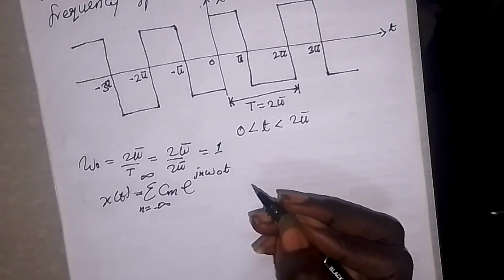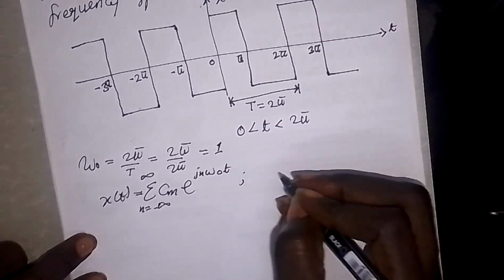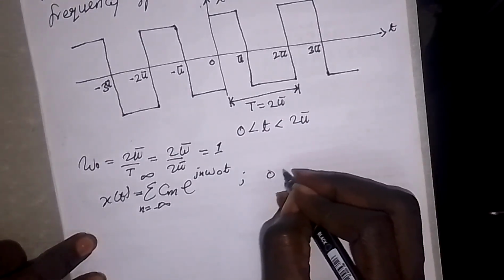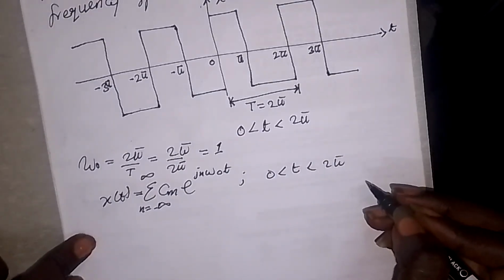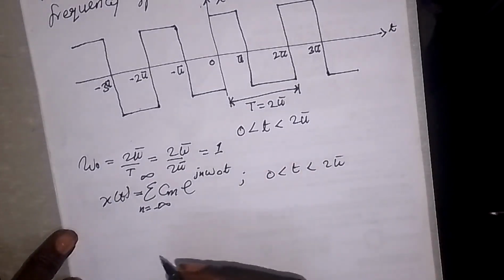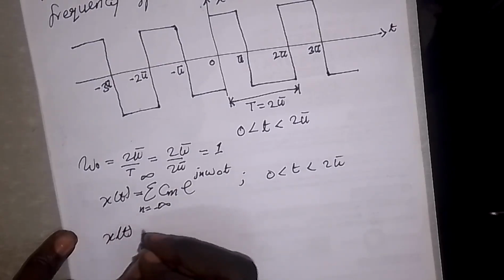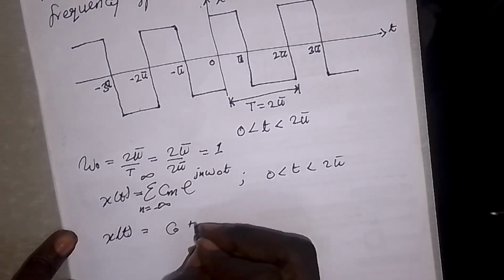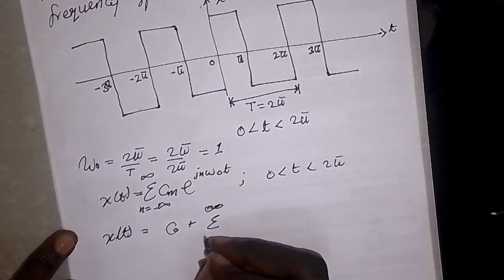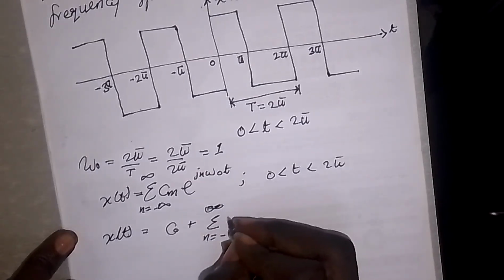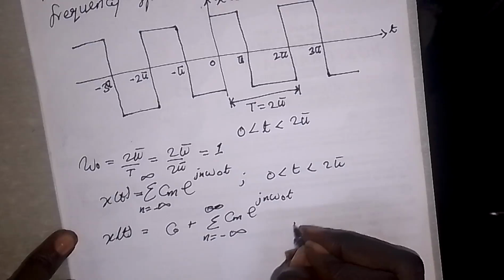So this is the formula for the exponential Fourier series. Then I can write my period, which is from 0 to 2 pi. For this particular period, if I want to include c naught in this equation, then it becomes x of t is equal to c naught plus the summation over n equals minus infinity of Cn into e^(j n omega naught t).